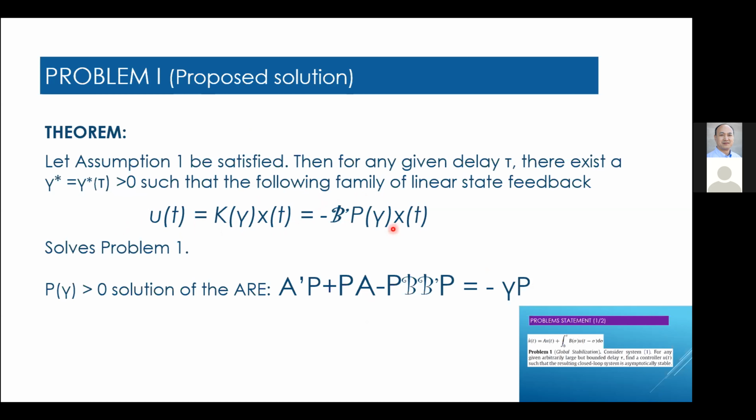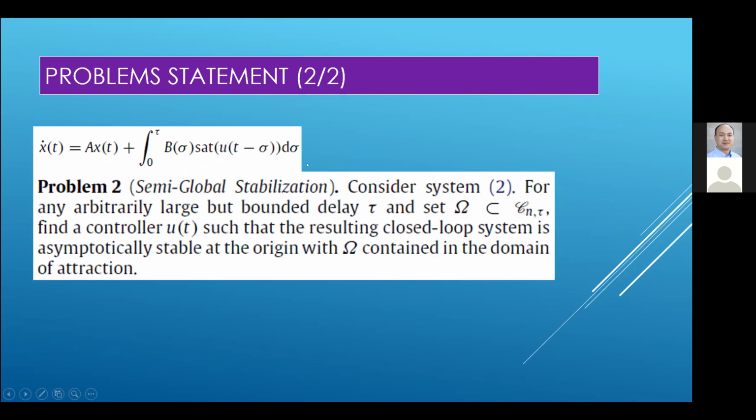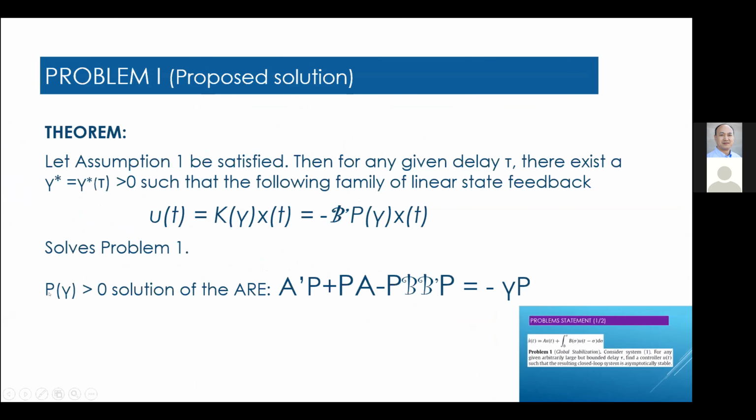Again, the first problem is to find the controller so that the closed loop system here is stable. And again, like we've mentioned, they were trying to get those controllers by solving linear matrix equations. And here the P matrix is positive definite and is the solution for the algebraic Riccati equation given by this equation here.